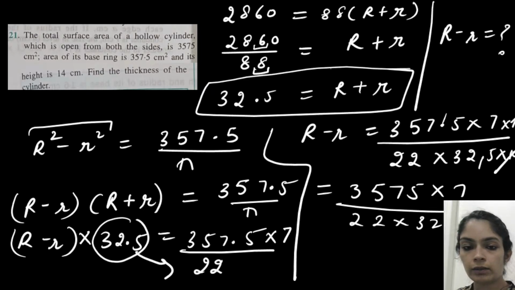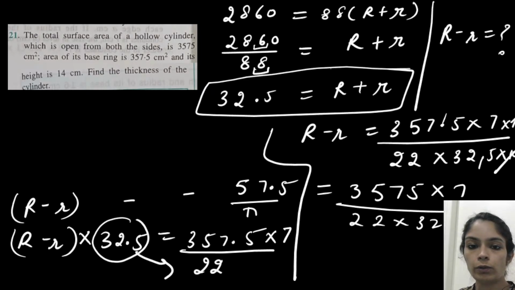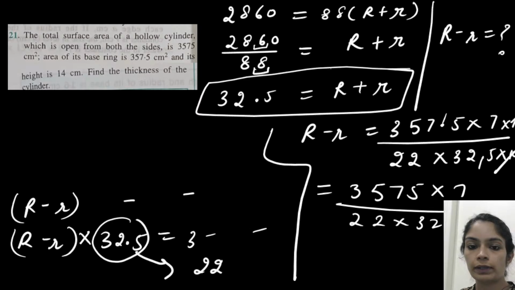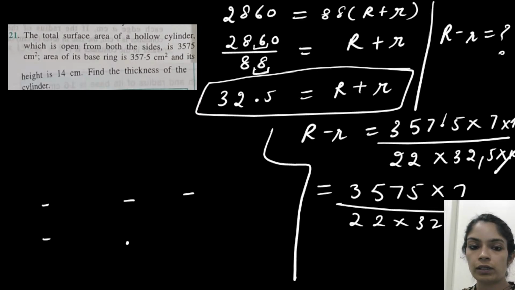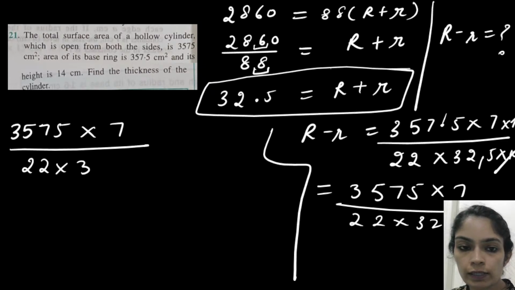So this we can do with cancellation. I'm just going to clear this part because I want to do this with cancellation. I don't know whether you are using a calculator or how you are doing. We have to learn the calculations. So this side I have got 3575 into 7 by 22 into 325.